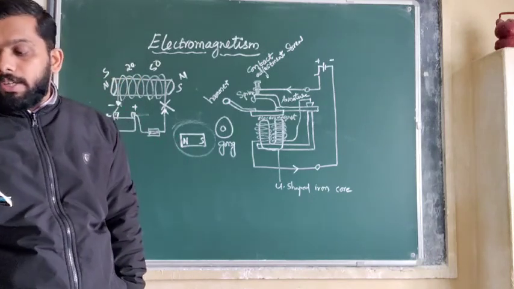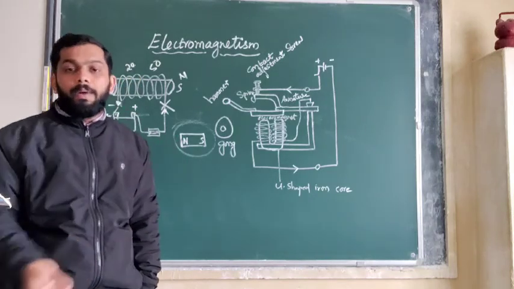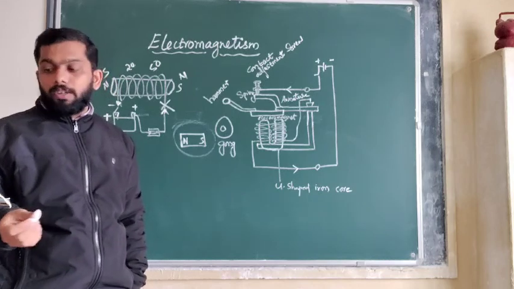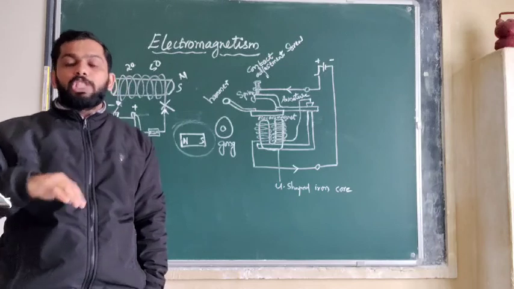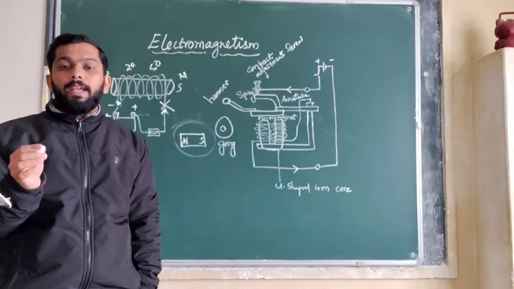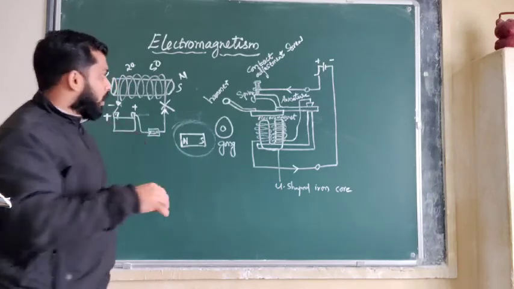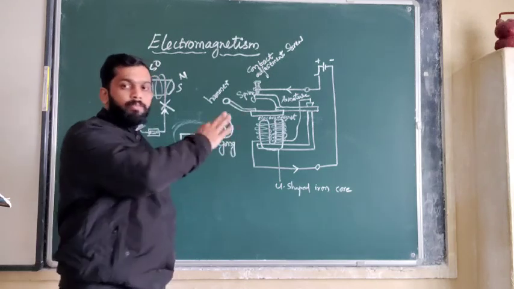Next, the applications of electromagnets. What are the applications? In electric motors, electric bells or electric switches, we are able to get electromagnetism. That means the electric bell is coming in the next portion, which we will discuss.